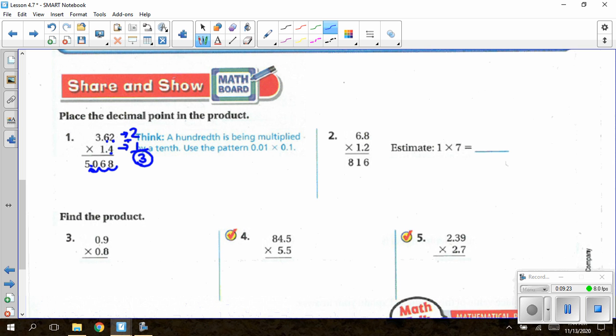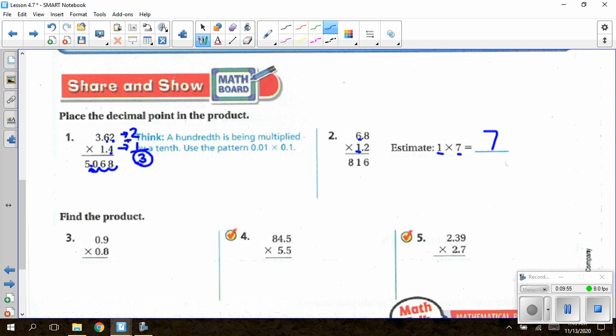Now for number 2, using the estimating method, the rounding to the nearest whole number, the 6 is my whole numbers place. The 8 does tell my 6 to bump up to a 7, so that's how they got the 7. For the 1 and 2 tenths, the 1 is in my whole number place value. The 2 does tell my 1 to stay the same, so that is how they have this 1. So for my estimate, 1 times 7 I know is 7. So therefore, that tells me I should have a single-digit whole number with my answer.